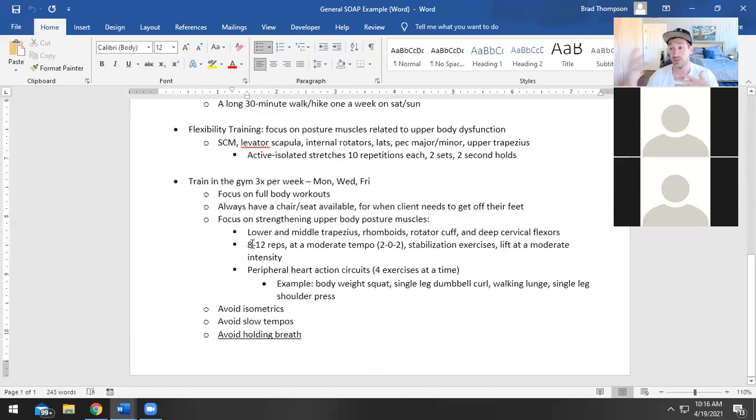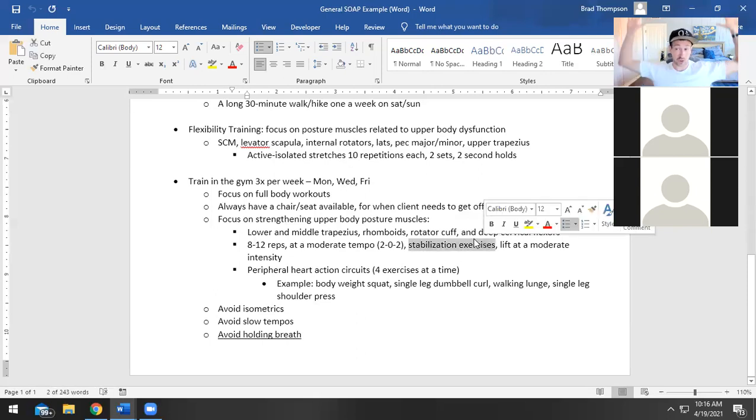Now you'll notice I'm going to keep them around 8 to 12 repetitions, which is relatively low, which means the intensity is going to be a little bit more moderate. It'll be a little bit heavier, but we don't want to go super heavy because I don't want my client to have to struggle slowly through a rep, because again, that can raise blood pressure. So we're going to lift at a moderate tempo. That's 2-0-2. I want it to look like 1, 2, 1, 2, 1, 2, 1, 2 while they're lifting. No pausing, right?